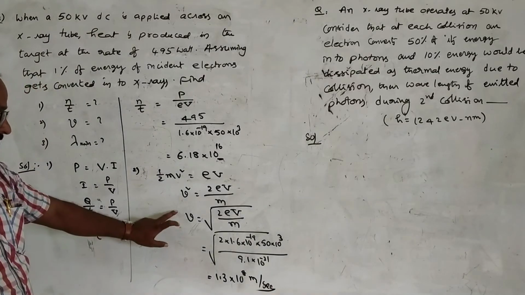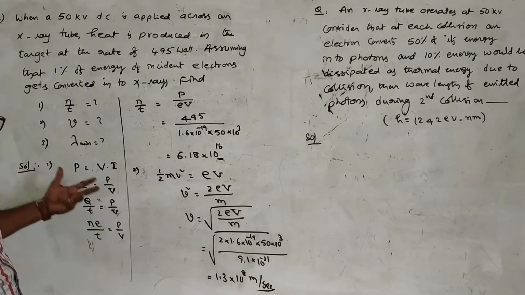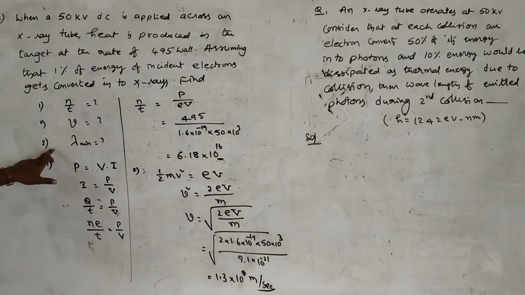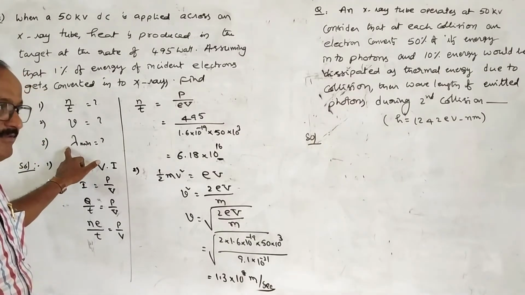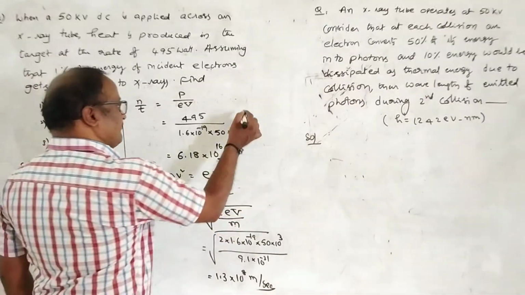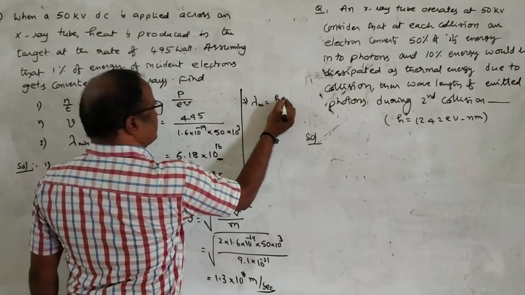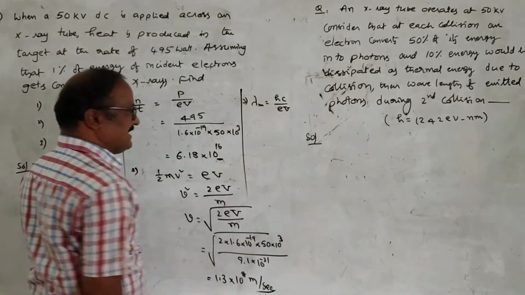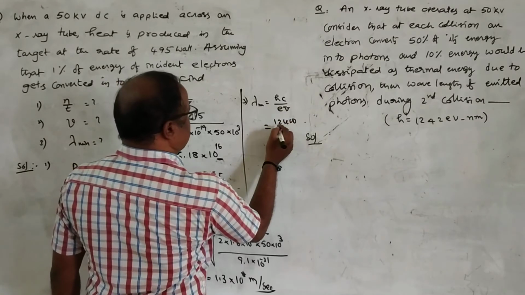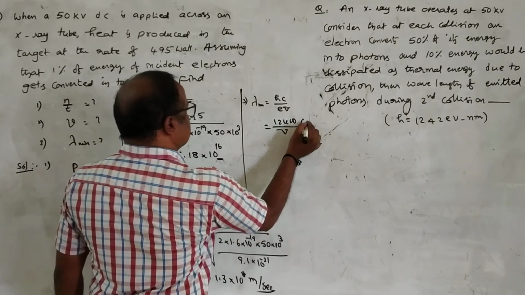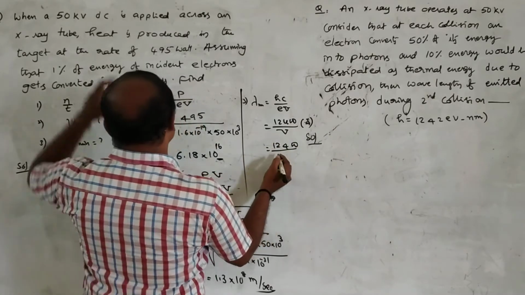Okay, now this is the maximum velocity gained by the electron with which it strikes the target. And what is the third question? Find the minimum wavelength of the continuous X-ray photon. Lambda minimum is equal to hc by eV, otherwise 12,400 by V, in angstrom units, where V is applied.